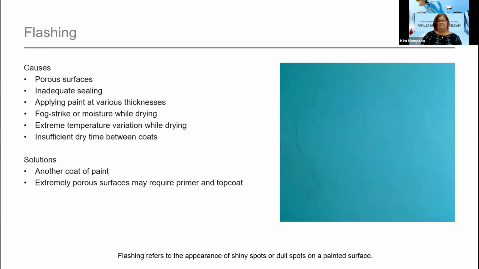Flashing appears as tiny spots or dull spots on a painted surface. Some causes include a porous surface, inadequate sealing, applying paint at various thicknesses, fog or strike of moisture while drying, extreme temperature variation while drying, and insufficient dry time between coats. Some solutions would include applying another coat of paint or using a primer over extremely porous surfaces before applying a top coat.